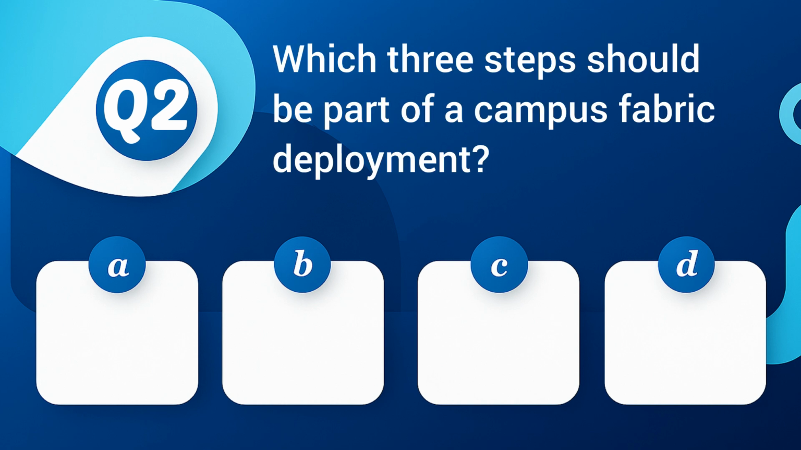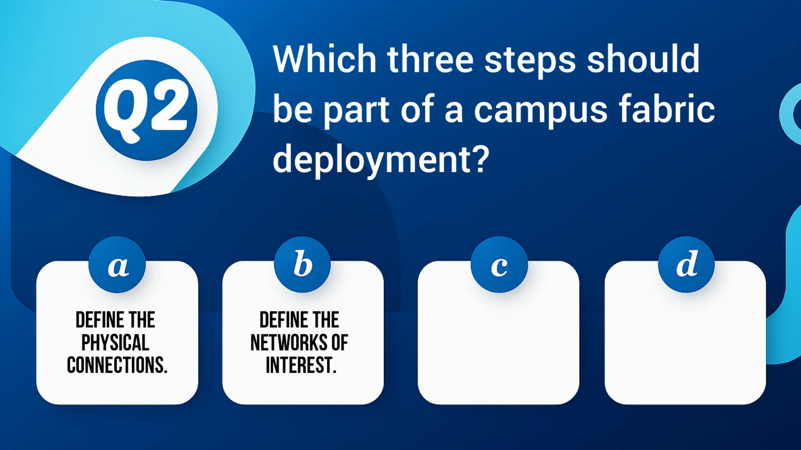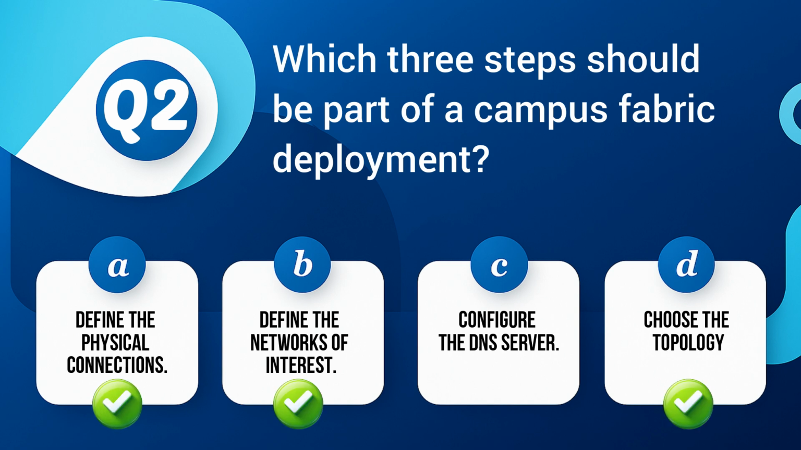Question 2. Which 3 steps should be part of a Campus Fabric deployment? A. Define the physical connections. B. Define the networks of interest. C. Configure the DNS server. D. Choose the topology. Got your picks? The right answers are A, B, and D.